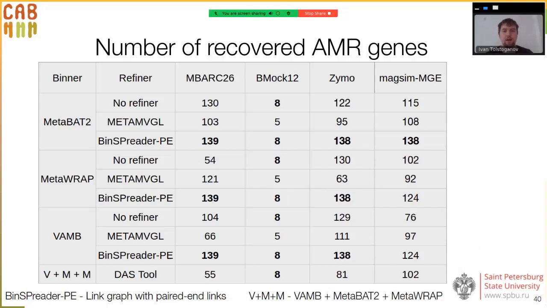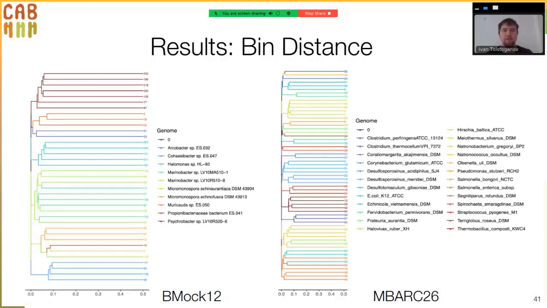And here is also the demonstration of the bin distance module. So here is our bin distance estimation for BMOC12 and Embark. Here node color represents the most abundant genome in the bin, and the tree is built using hierarchical clustering from our estimated distance. So we can see that bins from 2 closely related Marinobacter species in BMOC12 are mixed in a single branch. And the same happens in Embark to a lesser extent. So our bin distance estimation is pretty consistent with the actual phylogenetic information.